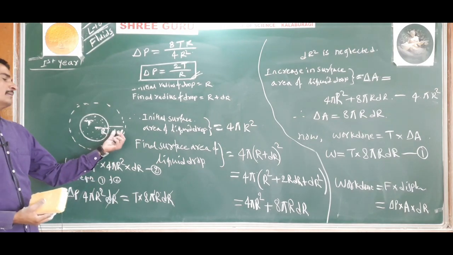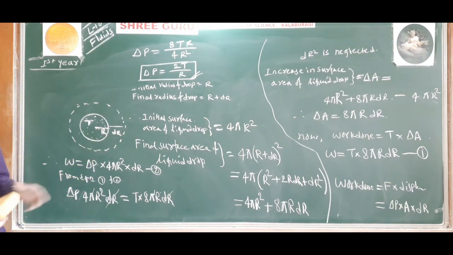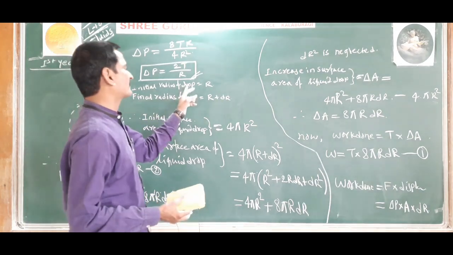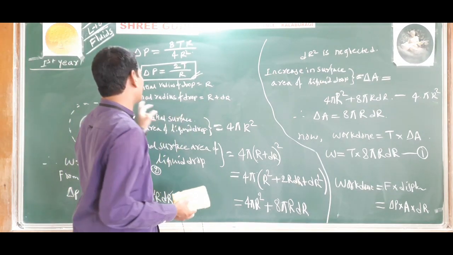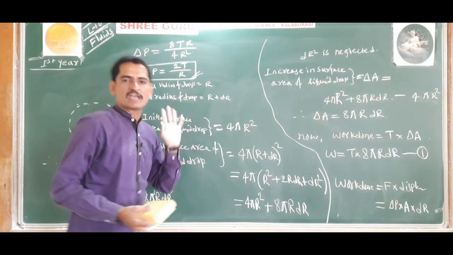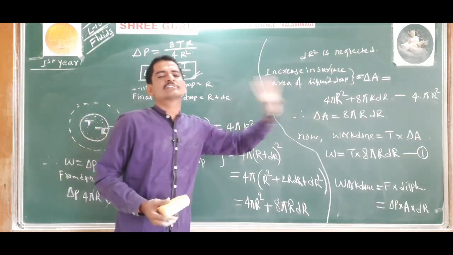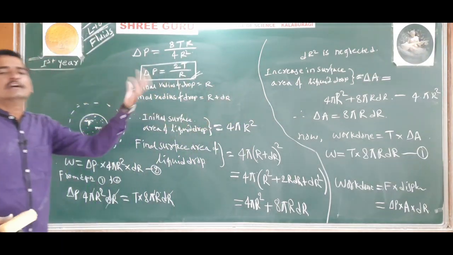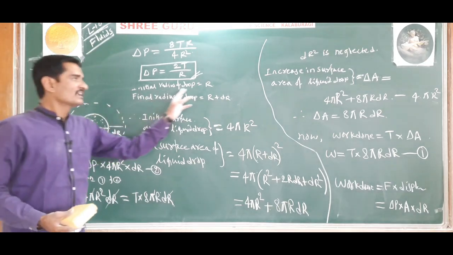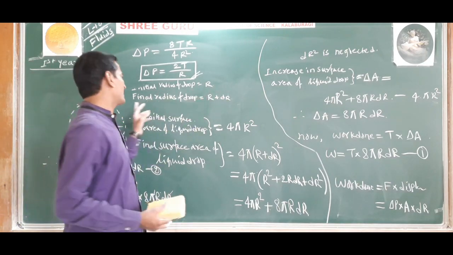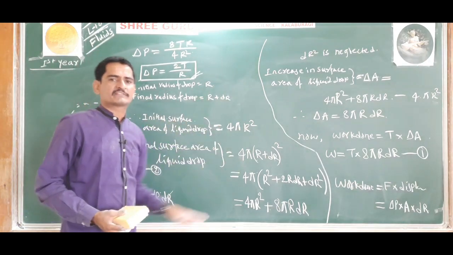The radius of the soap bubble is increased by a small value dr. So the initial radius of the bubble is capital R and the final radius of the bubble is R plus dr. I am explaining where it will change, just this much I will explain and you do the rest on your own.